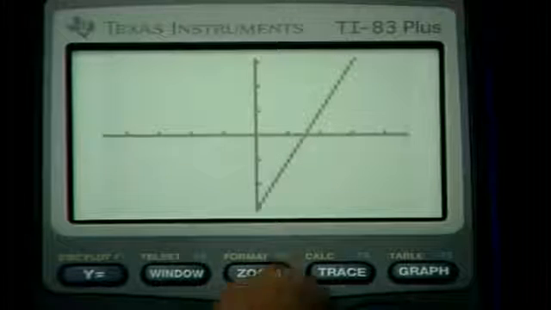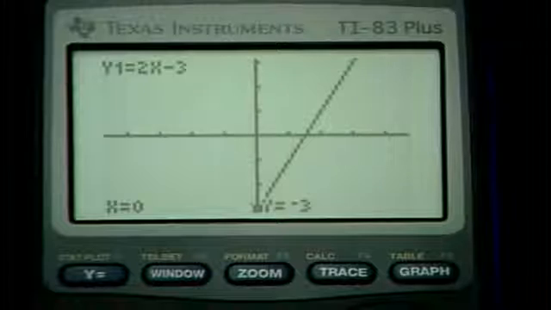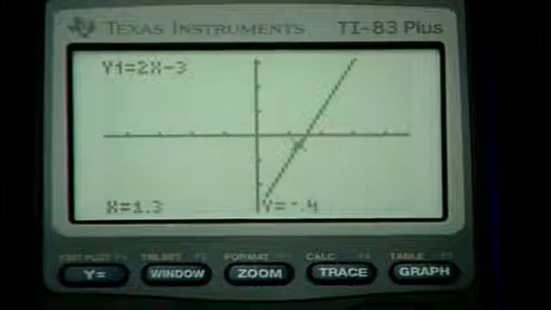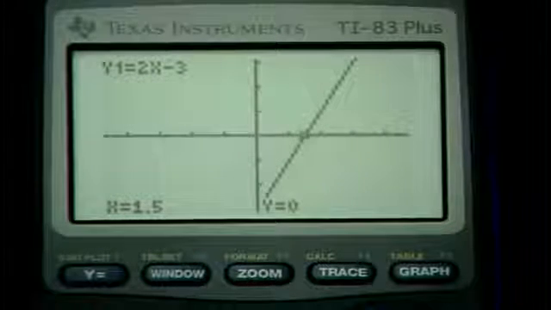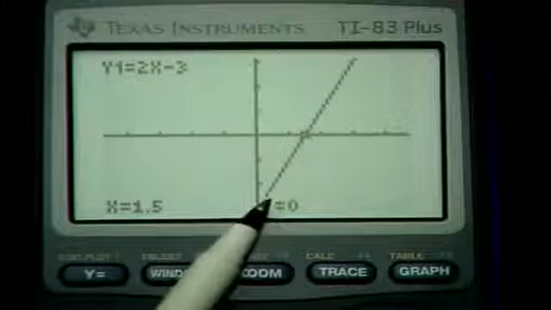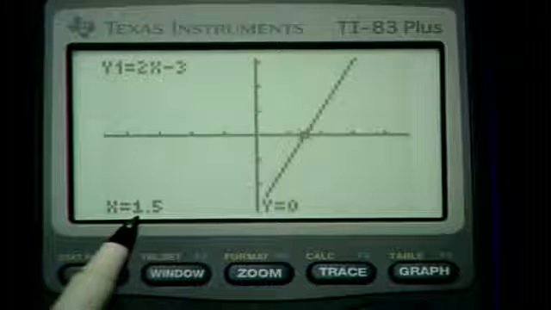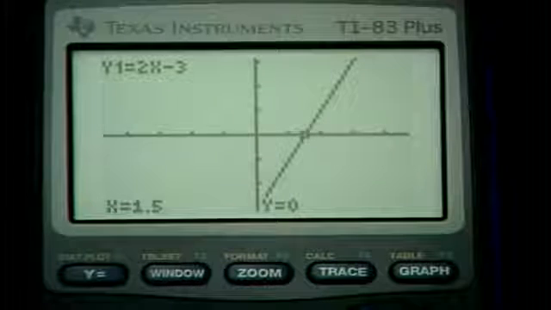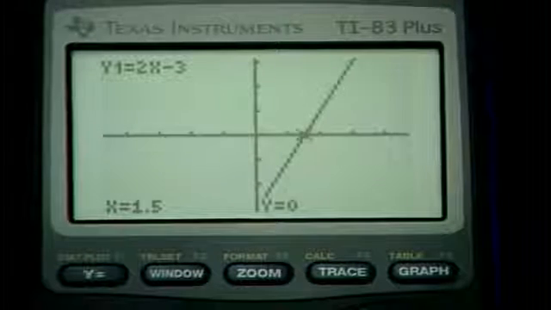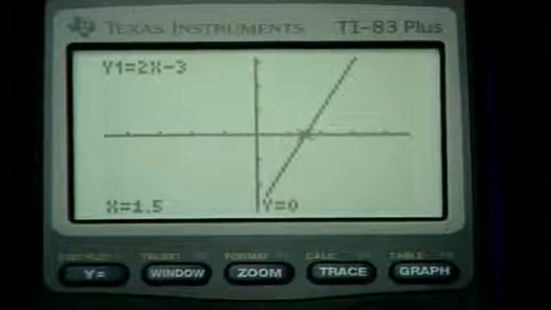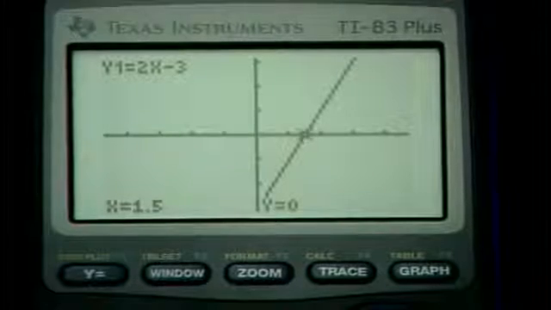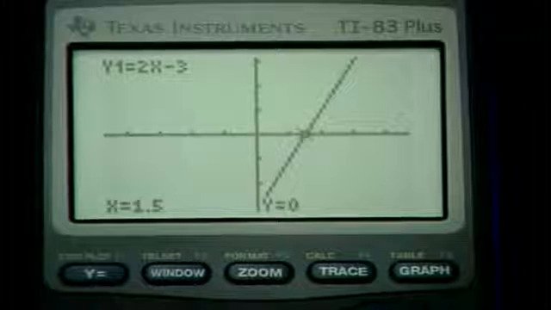Now the graph comes up. I'm pressing trace, and I'll trace on over to that point. You see y is 0. And now I can read the x as the x-intercept. It is at 1.5. All right, just one of the little features about the calculator. We're going to have more to say about that Z decimal item in just a little bit.